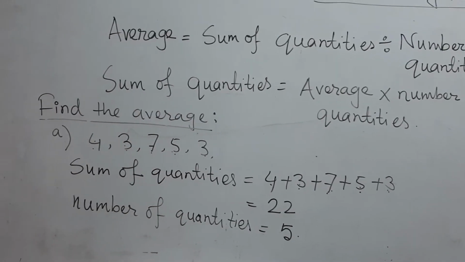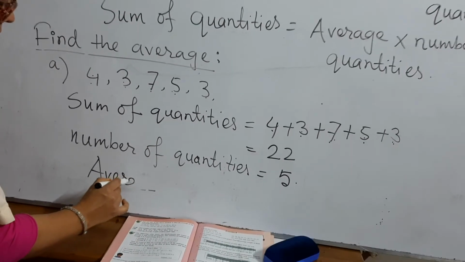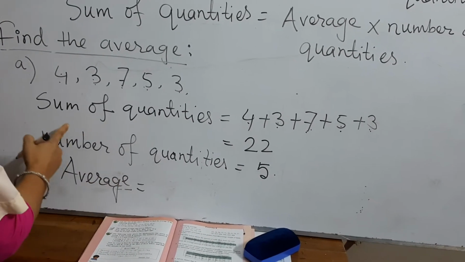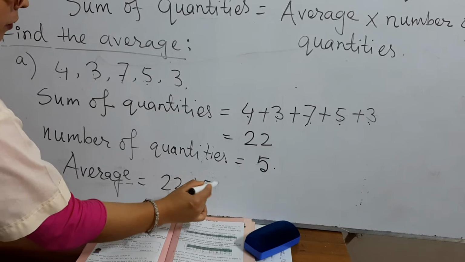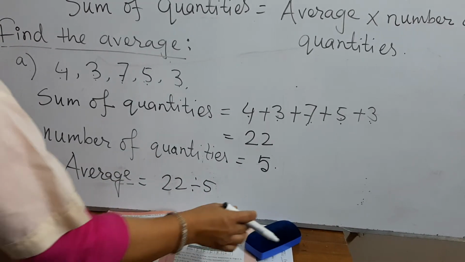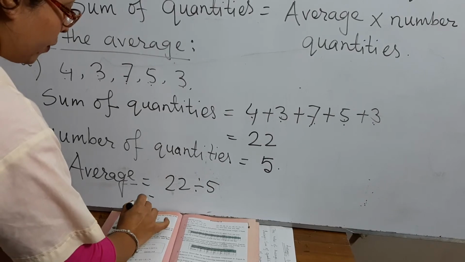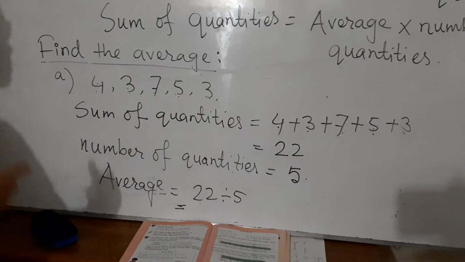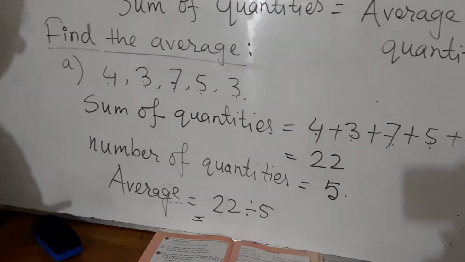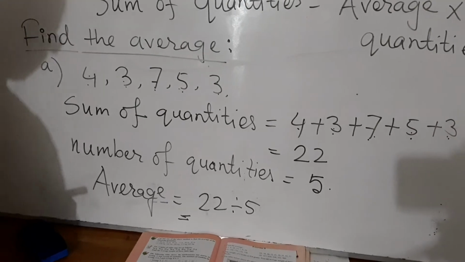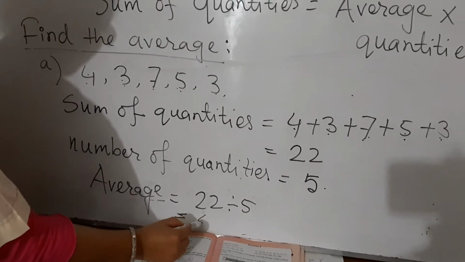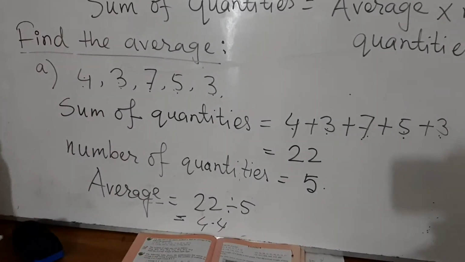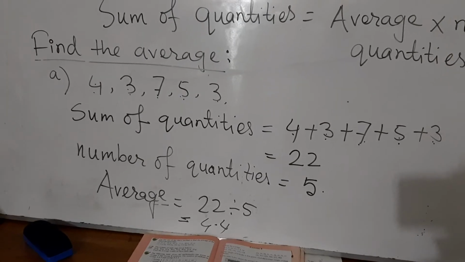So dear students, let's find out the average. Average is what? We know it is the sum of the quantities divided by the number of quantities. That is 22 divided by 5. I didn't write the formula, but if you want, you can write the formula. So the average is 22 divided by 5, that is 4.4. So in this way you can find out the average.